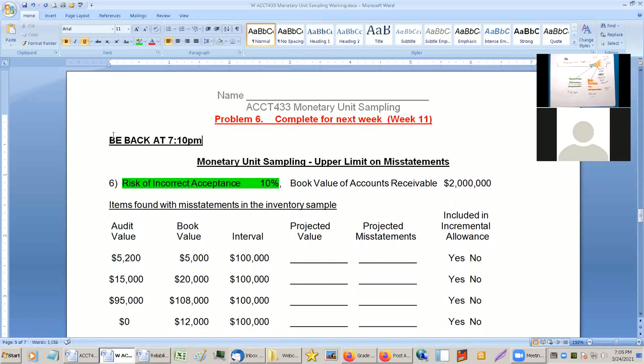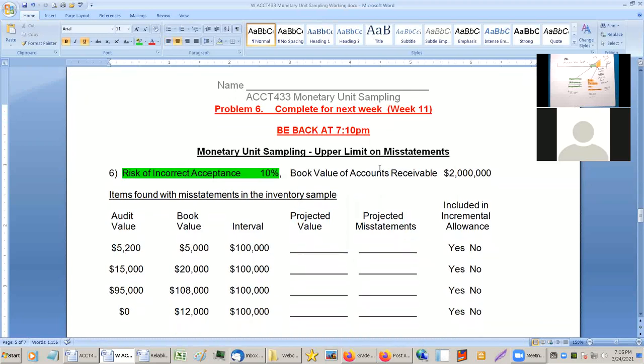And we will start going over the internal control handout. So let's go ahead and take a break. I'll be back at 7:10 and start in with the internal control handout.